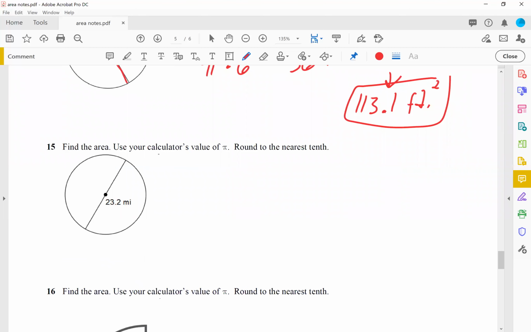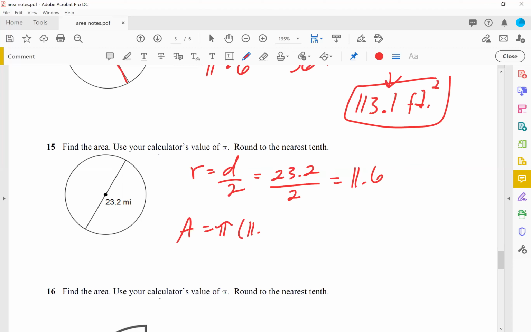Next one. This one, again, same thing, except this time, instead of the radius, they've given us the diameter. So to find the radius, it's the diameter divided by 2. So I have to do 23.2 divide by 2 first. So 23.2 divide by 2, get 11.6. Now, area is just pi times 11.6 squared. So 11.6, square it, times pi. You get 422.73. So it's 422.7 miles squared.